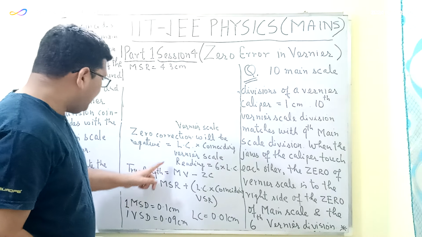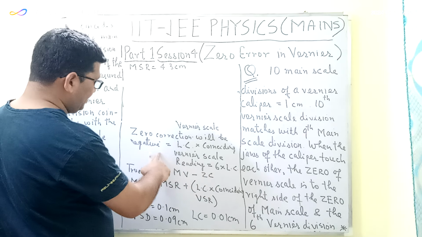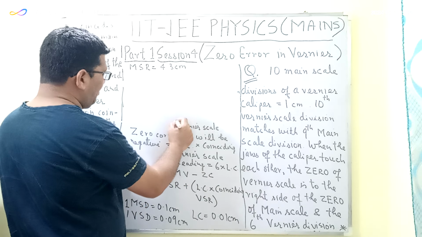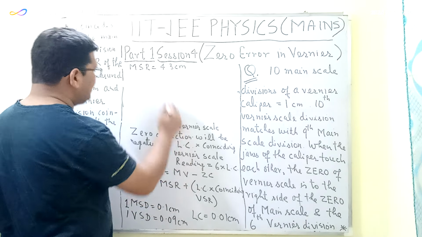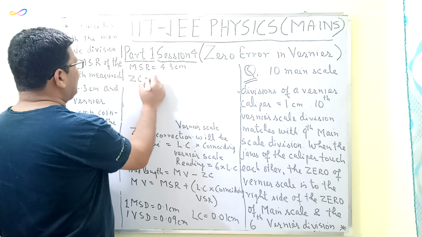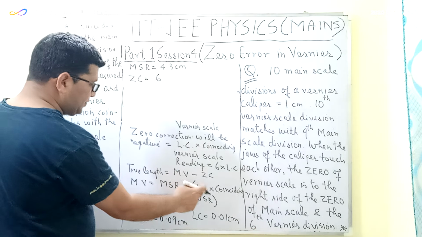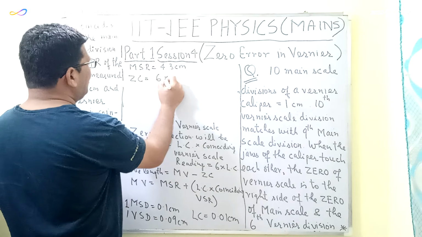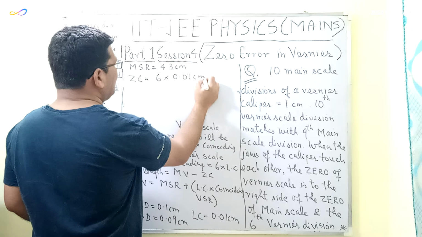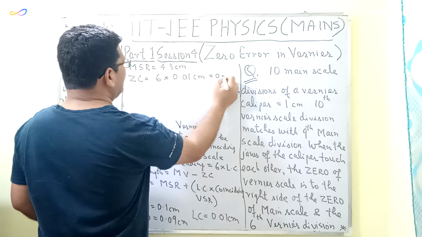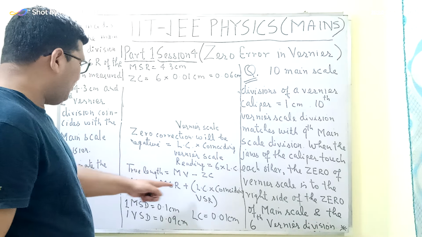Now, here we have to find the value of the zero correction. Since this is a positive zero error, negative zero correction will be applied. So this zero correction will be equal to 6 times the least count of the instrument, which is equal to 0.01 centimeter. So this is equal to 0.06 centimeter. So we have found the value of zero correction.